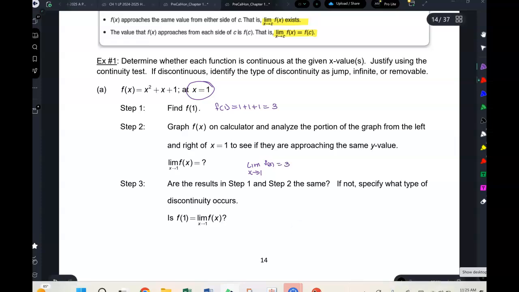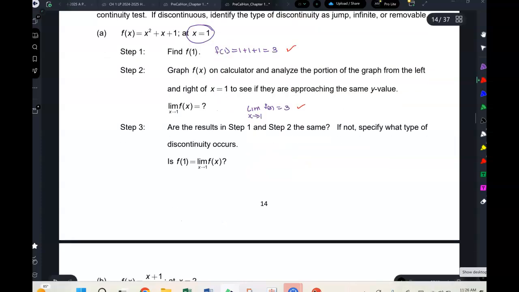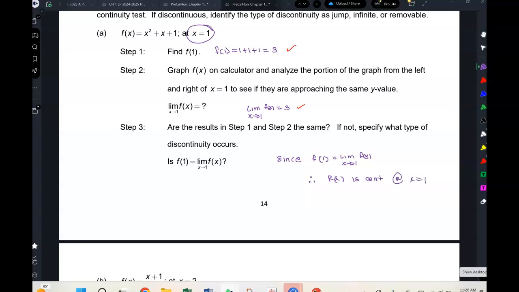So the first step is, does f of 1 exist? Yes. Does the limit as x approaches 1 exist? Yes. The last one is, are these two equal? So you say, since f of 1 is equal to the limit of f of x as x approaches 1, therefore f of x is continuous at x equals 1.